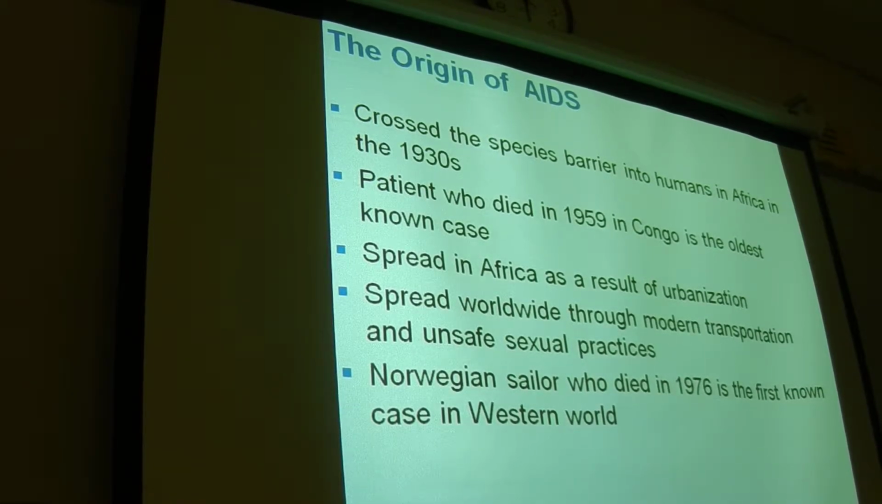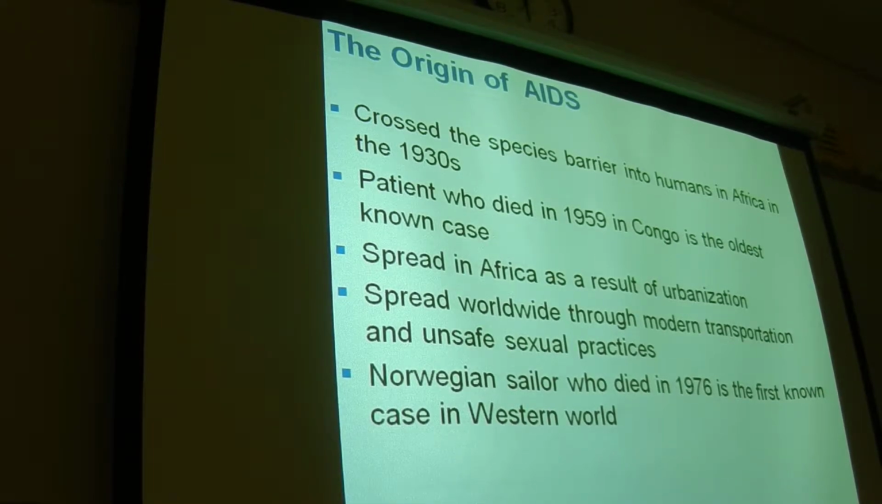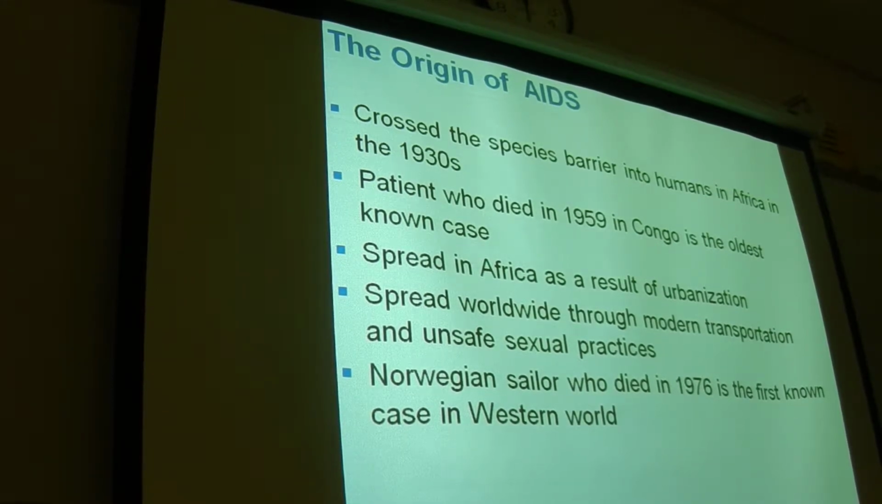So the origin of AIDS: it crossed the species barrier into humans in Africa in the 1930s. It started out as a simian-based virus, like a primate, and then crossed the species barrier into humans 90 years ago. There was a patient who died in 1959 in the Congo, and that's the oldest known case.